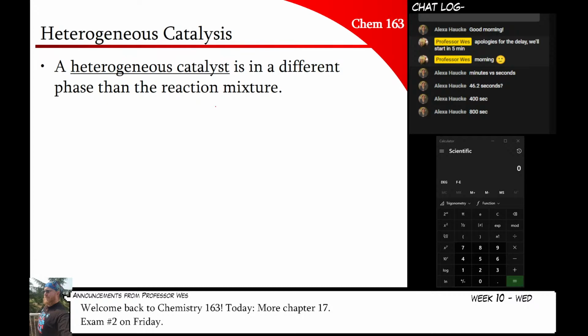Now, homogeneous catalysis basically just requires you to find the correct thing that reacts with your substance, and then you mix it in and hope that they collide. And they will, because there's tons and tons of molecules in your solution.